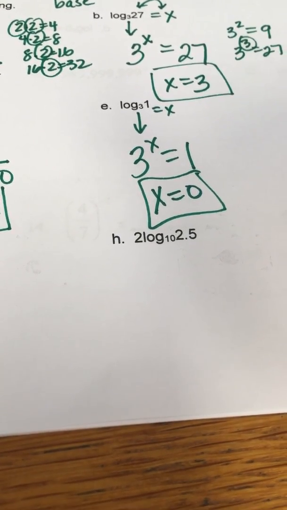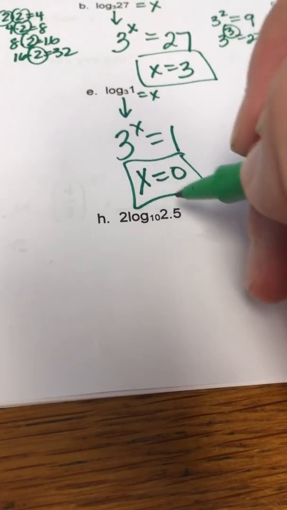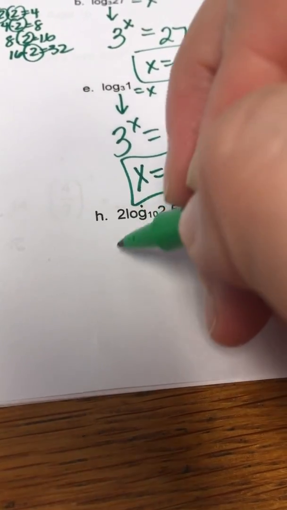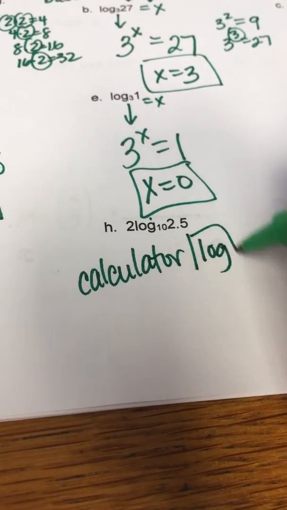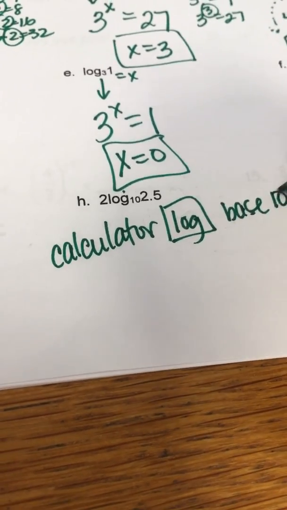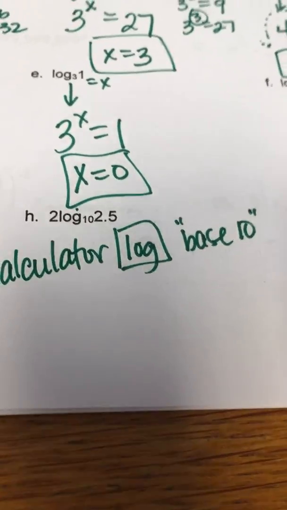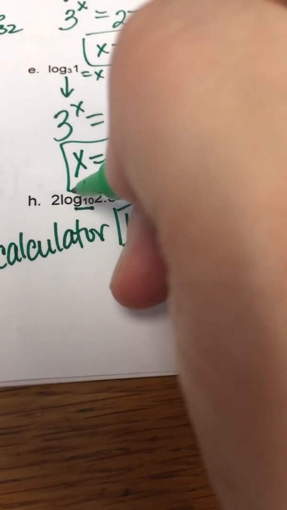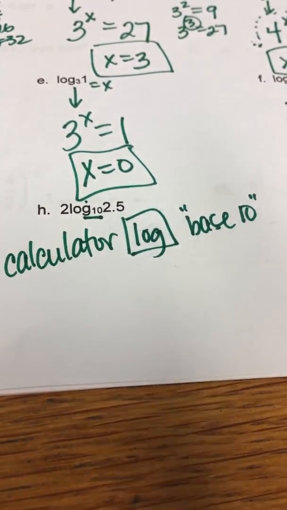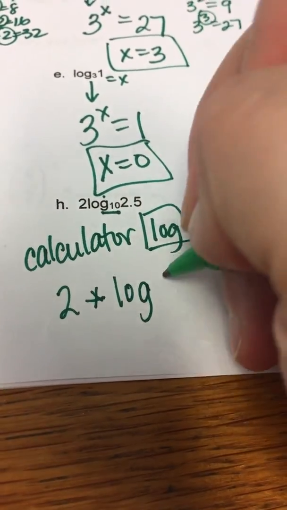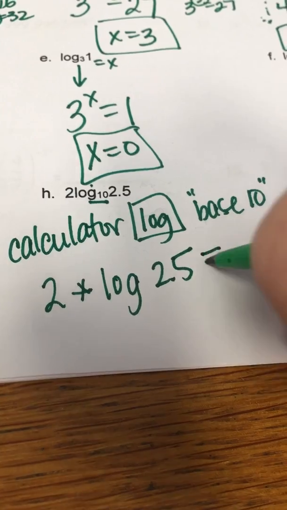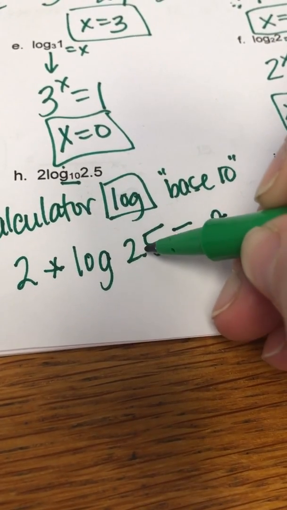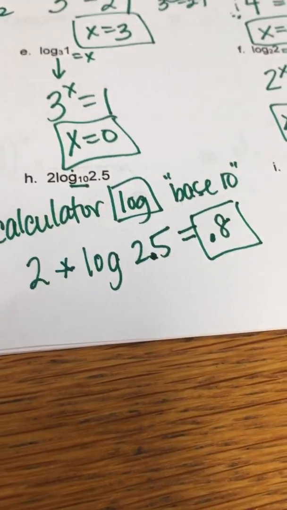Alright, stuff we get into now. Your calculators always function with a log button. This is called base 10. So if you ever see a base 10 in there, so the 10 is down below, that is actually something your calculator can do right away. So if you type in 2 times log of 2.5, automatically the calculator registers this as base 10, so you don't have to do anything else. Sorry, 2.5. So that's 0.8.